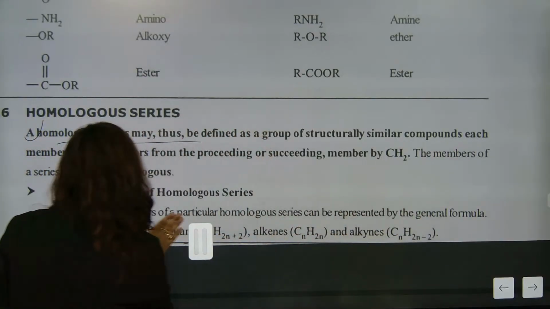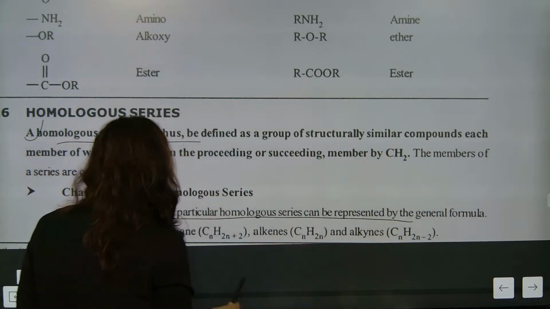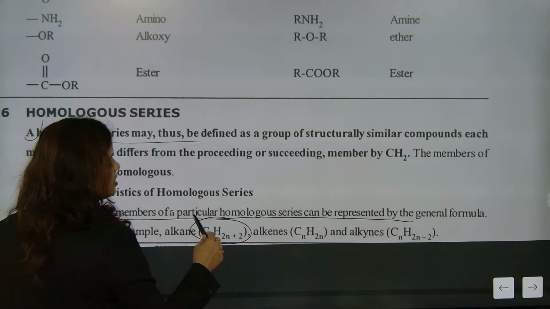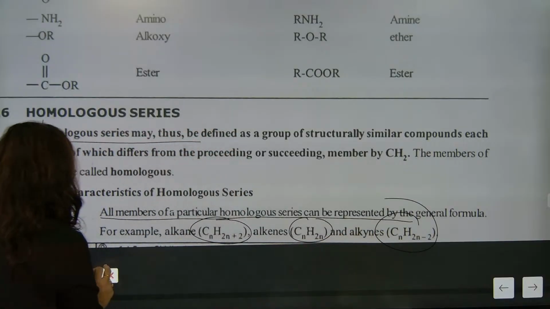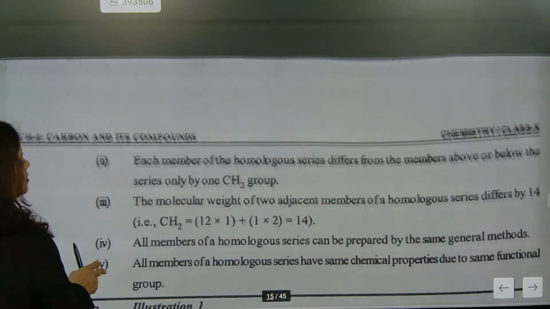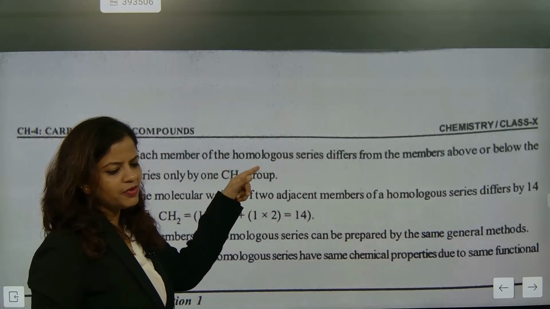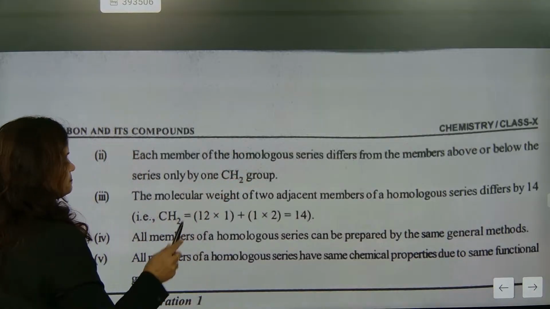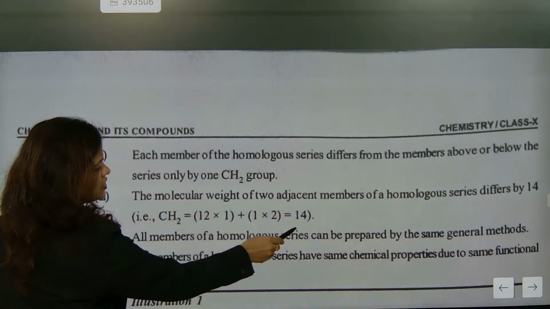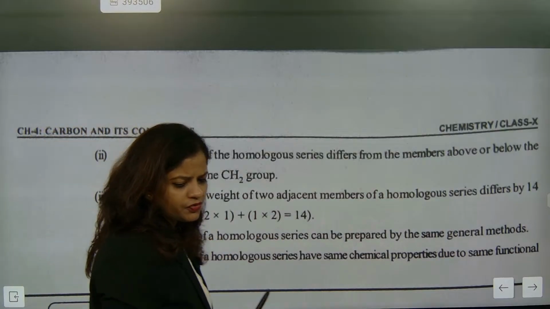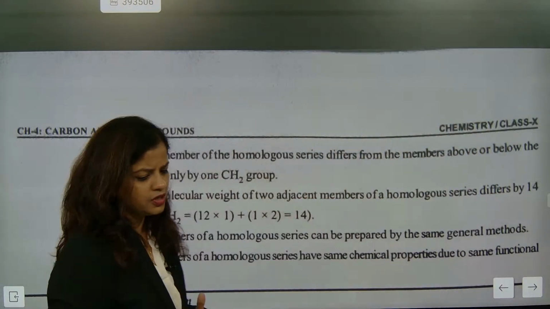In the characteristics part, you write: all members of a particular homologous series can be represented by a general formula. What is the general formula? CnH2n+2, CnH2n and CnH2n-2. This is the first part. Second, they differ by CH2. How much do they differ by? They differ by CH2. And third, the molecular weight of two adjacent members differs by 14 u. Understood?